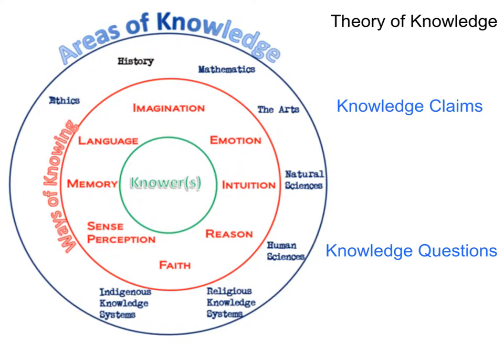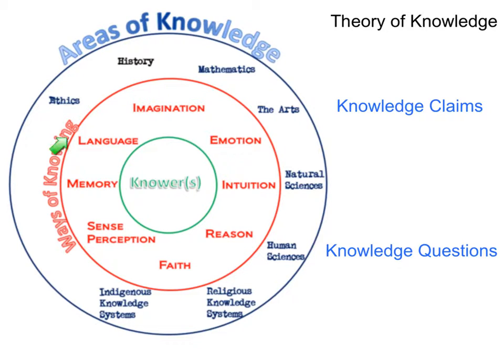Now the diagram has three layers. In the center are knowers, or a knower. Now that's you. That's you and me. That's the class. That's the community of learners that is attempting to understand something about the broader world. So you and your colleagues and your teachers, we are always at the center of the TOK class. Ultimately, there can't be any knowledge unless there's somebody there to know about it, and that's why the knower or knowers is always going to be at the center of this diagram.